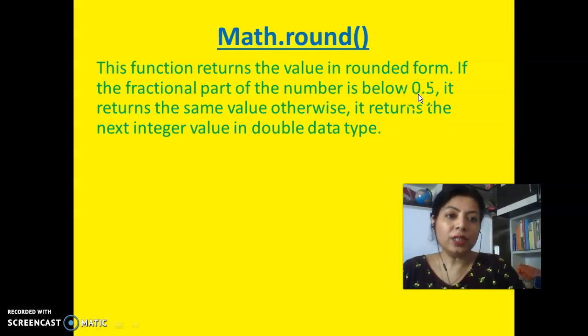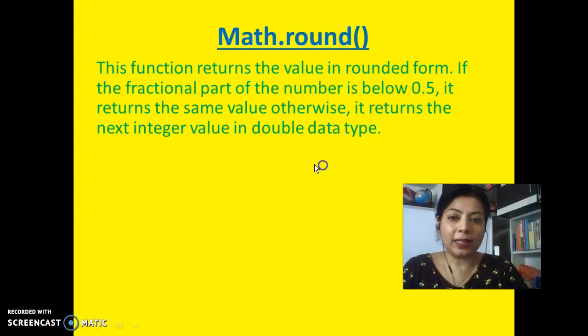So if the fraction part is below 0.5, then no change. If it is 0.5 or more, we increase the value by 1. So this is the same rule as our round off rule. Let's see one example.